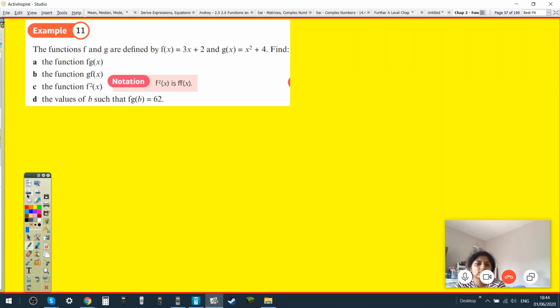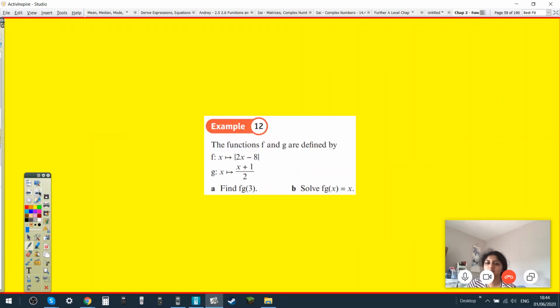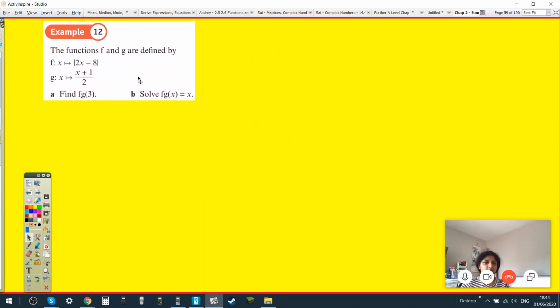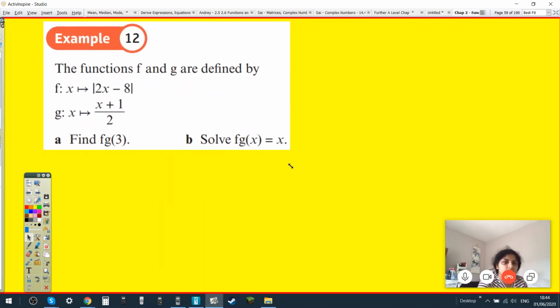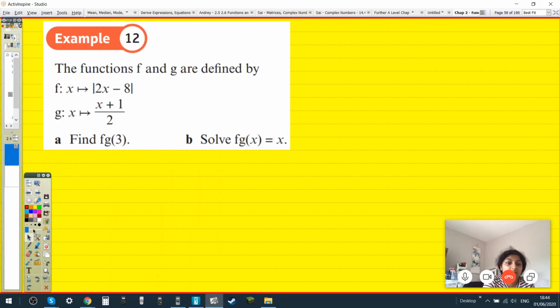What does this mean? F squared x. It's like 2 f's, as in you have to apply f twice. Yeah, f of f of x. Okay, this has some modulus stuff. Yes. F of g of 3. That would just be 2.